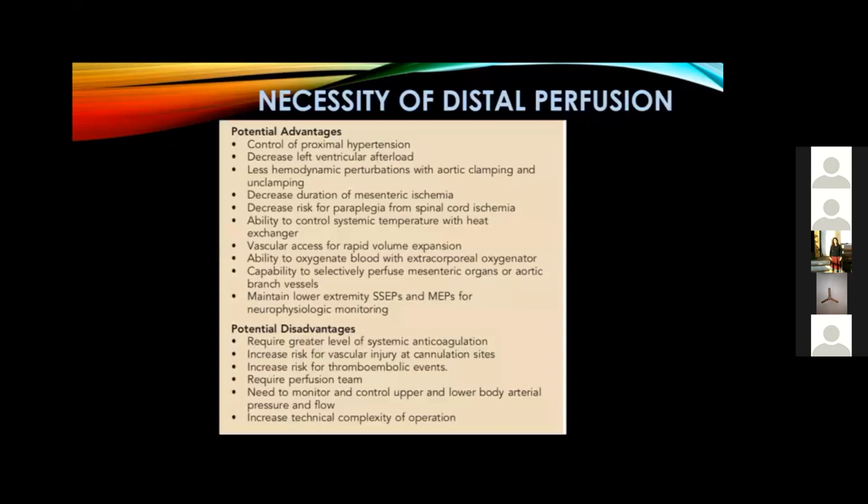Now, why is this distal perfusion so necessary? And what is the potential advantage? Control of proximal hypertension, decrease the left ventricular afterload, less hemodynamic perturbation with aortic clamping and unclamping, decrease the duration of mesenteric ischemia, decrease the risk of paraplegia from spinal cord ischemia, very important.